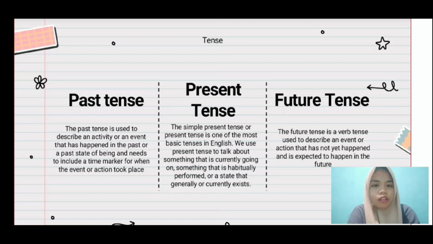Future tense. The future tense is a verb tense used to describe an event or action that has not yet happened and is expected to happen in the future. For example, he will be here soon.